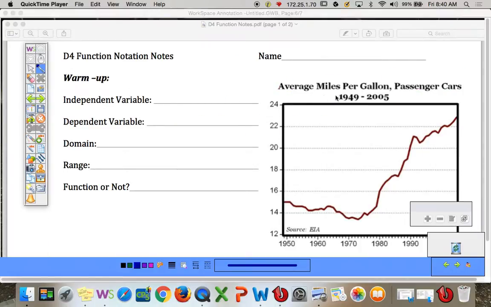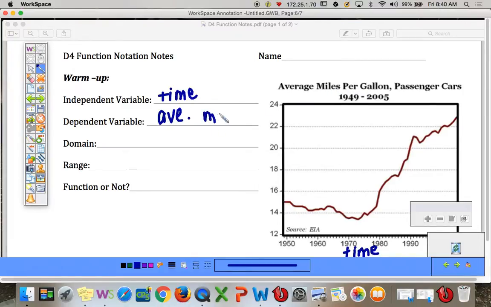So this is average miles per gallon over time, and in a graph, the independent variable is always on the bottom. So here's our time. It's the independent variable. And the dependent variable in a graph is always on the y-axis, and here it's average miles per gallon. So I'll put average miles per gallon of certain cars.